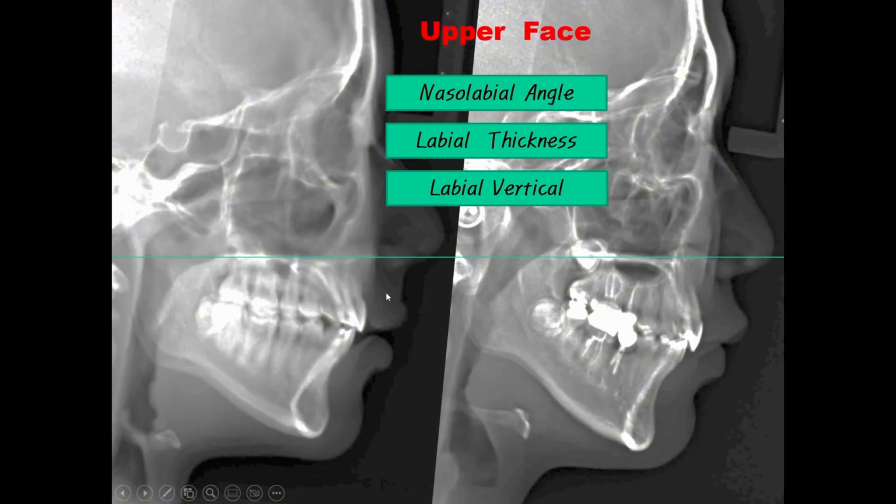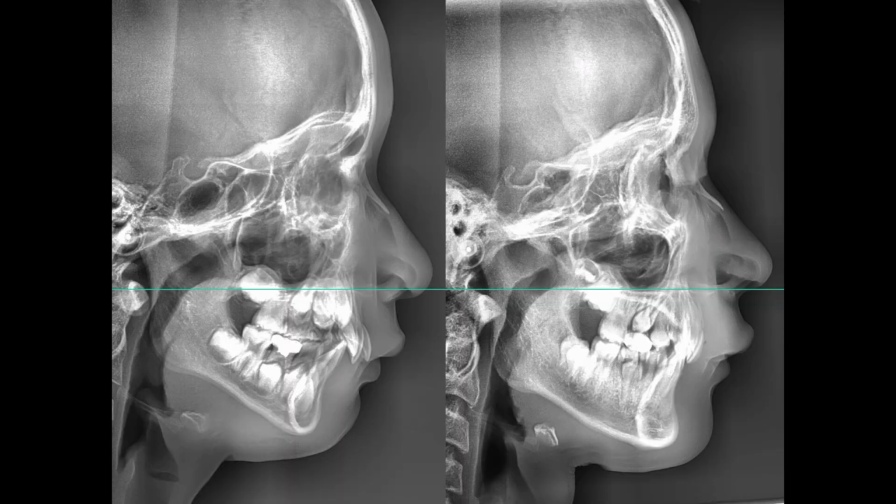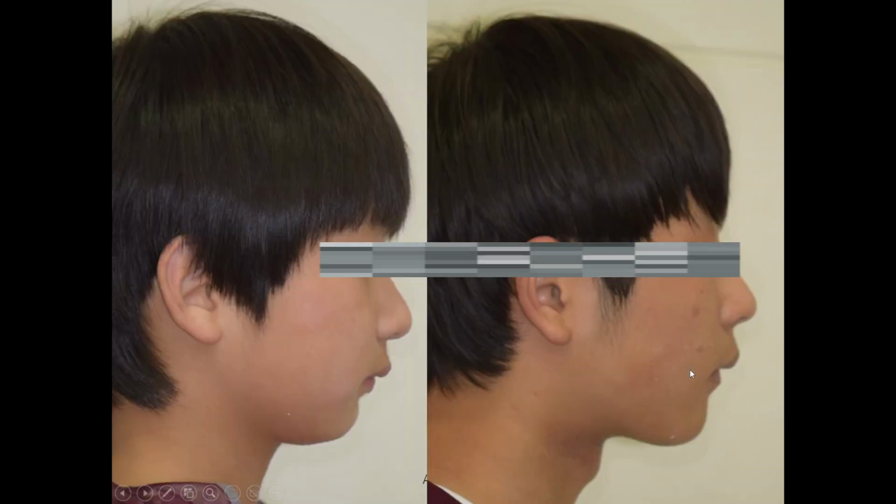So let's talk about upper nasolabial angle and labial thickness. This labial thickness is really thick compared to this one. So look at labial vertical and then comfortable labial thickness. But in this case, labial thickness is too strong. We cannot control that. Okay? So please think about labial thickness also.